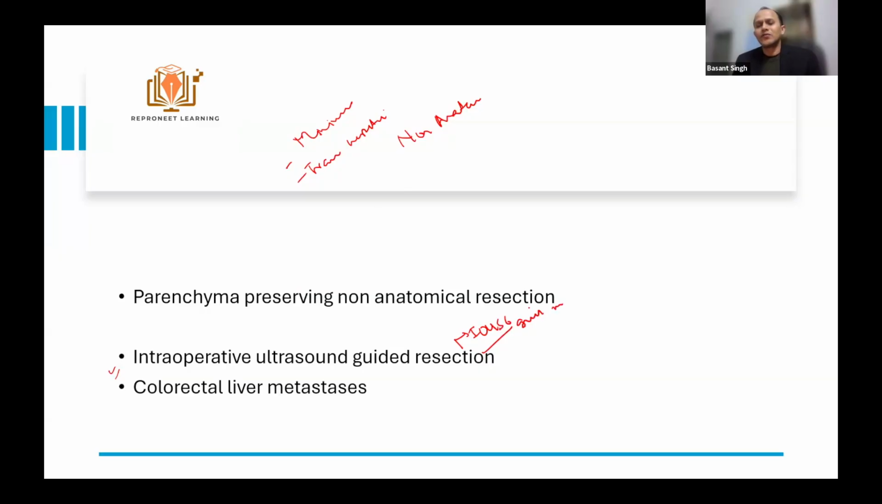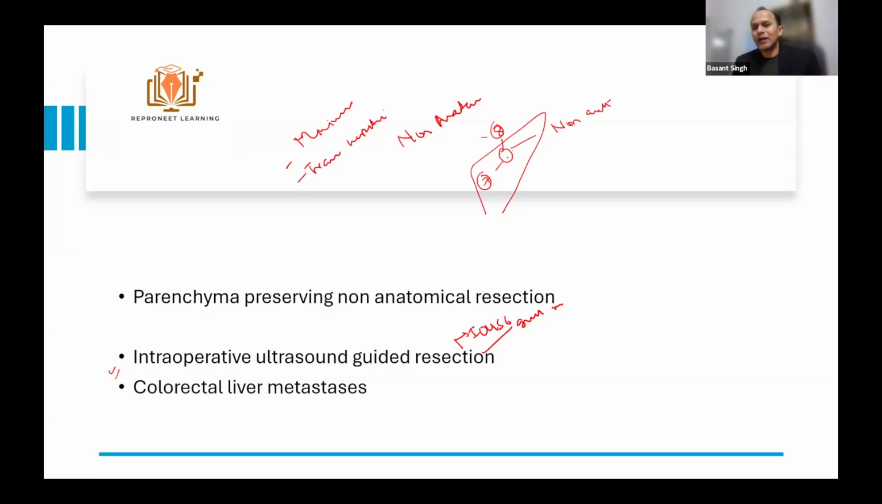Here we mobilize the liver, but we don't have any inflow control. Suppose you have a small liver metastasis in segment 8 or segment 7 of the liver, and it is a colorectal liver metastasis, and you just want to do a wedge resection or a simple metastasectomy. Then you don't have to do a proper right hepatectomy. You just have to remove this lesion with an R0 margin. So that would be a non-anatomical resection.